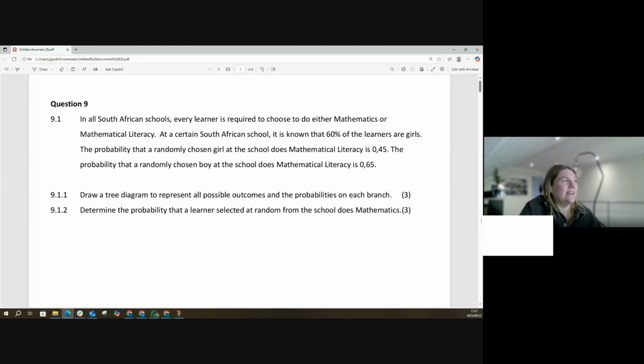So in all South African schools, every learner is required to choose to do either mathematics or mathematical literacy. At a certain school, it's known that 60% of the learners are girls. The probability that a randomly chosen girl at the school does mathematical literacy is 0.45. The probability that a randomly chosen boy at the school does mathematical literacy is 0.65. 9.1.1, draw a tree diagram to represent all possible outcomes and the probabilities on each branch for 3 marks.